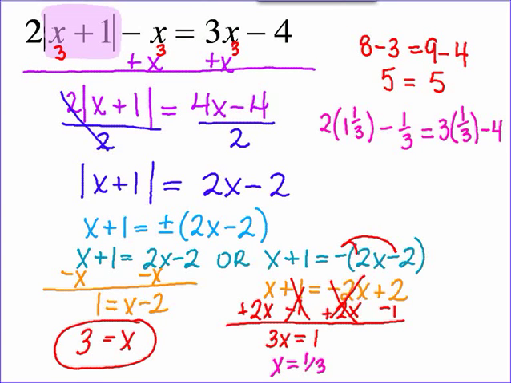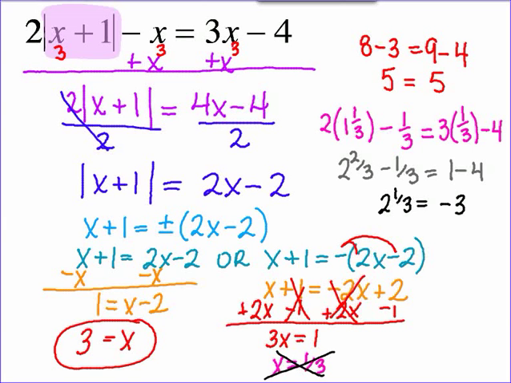Okay, what's 2 times 1 1/3? 2 2/3. So I got 2 2/3 minus 1/3. What's 3 times 1/3? 1 minus 4. What's 2 2/3 minus 1/3? 2 1/3. What's 1 minus 4? Negative 3. Do those equal each other? No. That's an extraneous solution.